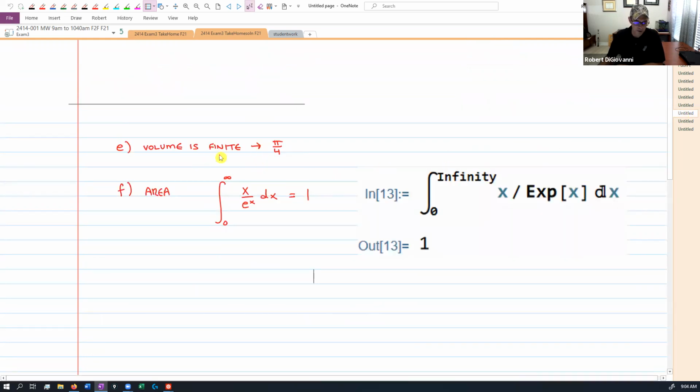Let's see, the next part was just to say it's finite. And then that last one was finding the area. So it's a different integral. And you set it up and hold on a second. Did I forget something there? Hold on. What was the problem?